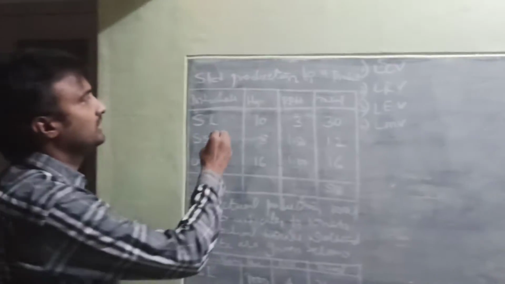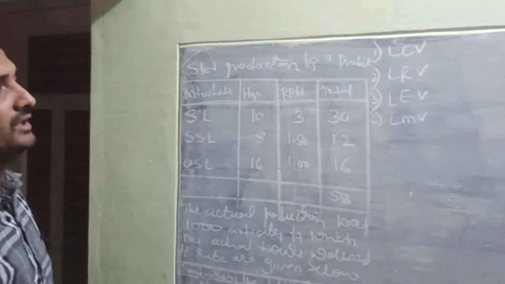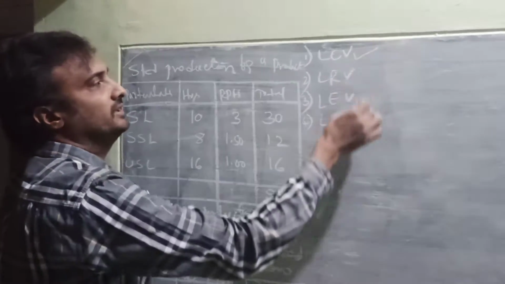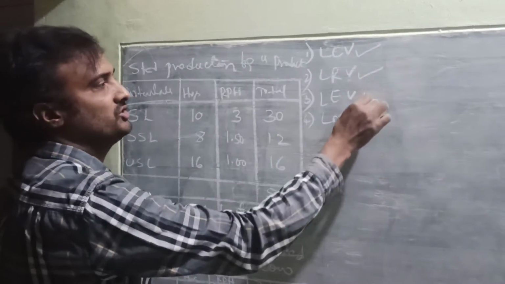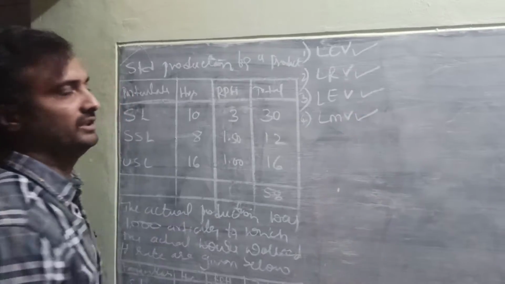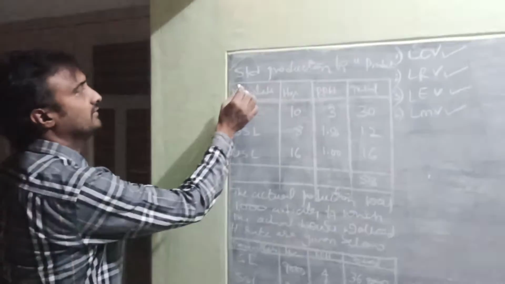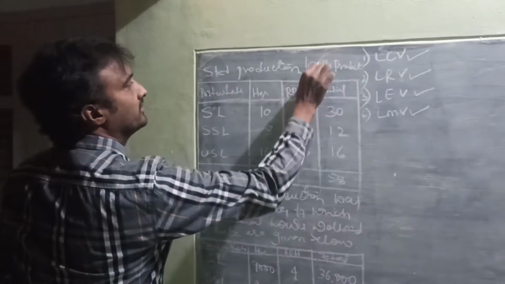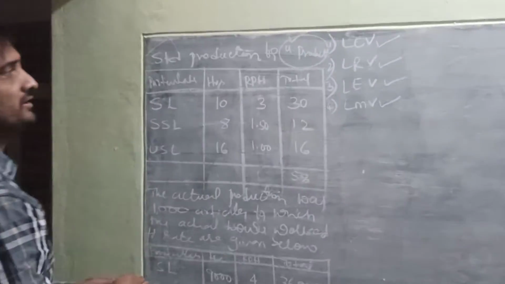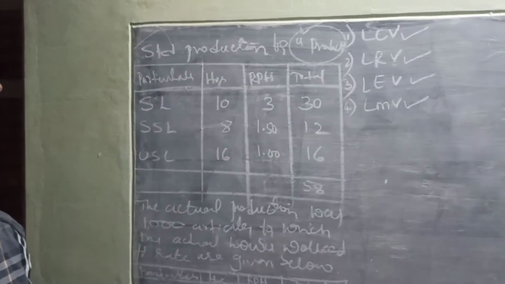So, another example. By taking this example, we should calculate labor cost variance, labor rate variance, labor efficiency variance and labor mix variance. The problem is given like this: standard production for a product, meaning a single product. What is the cost breakup that he has given?